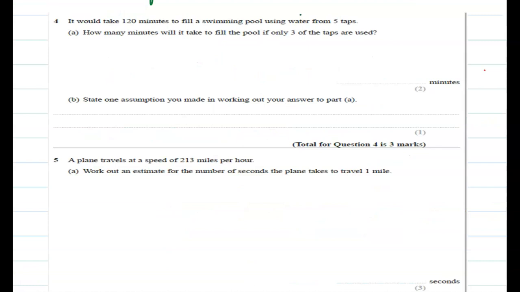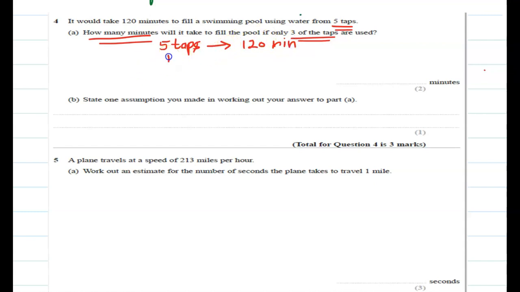So next question is, it would take 120 minutes to fill a swimming pool using water from 5 taps. Remember they are mentioning 5 taps. How many minutes will it take to fill the pool if only 3 of the taps are used? So 5 taps can fill it in 120 minutes, right?